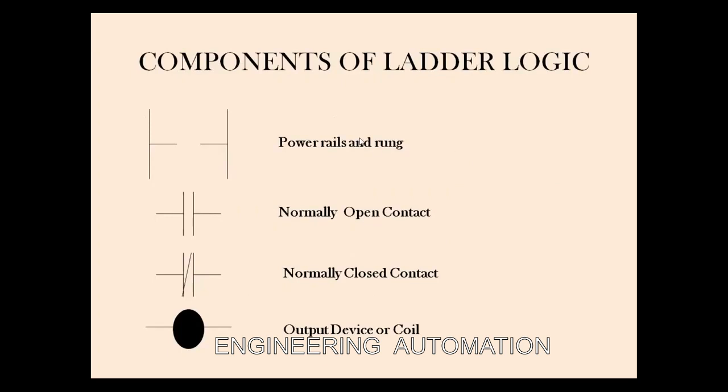I have told you, right? Rails and rungs. So can you see the 2 vertical lines over here? These 2 are the rails and the horizontal lines are called rungs. Rails are also called power rails because we are going to give plus and negative over here. That means it is going to give the power supply to the components. That's why it is called power rails, and the horizontal lines are called rungs.